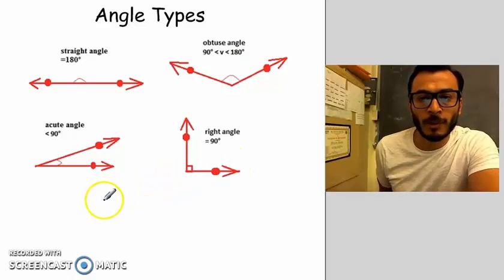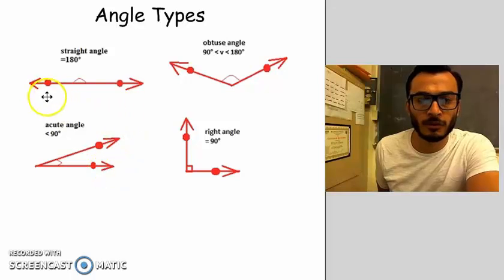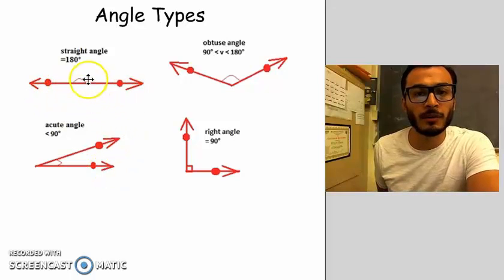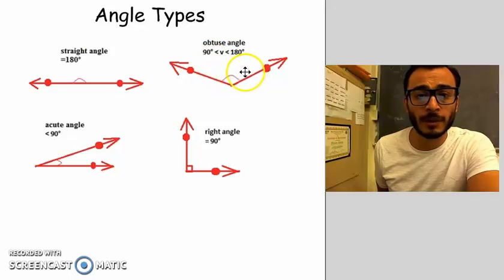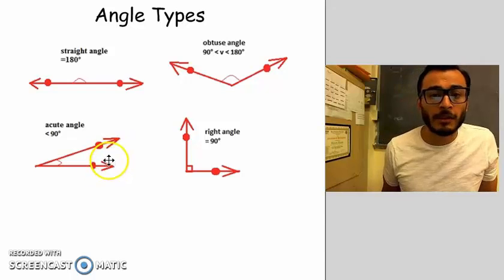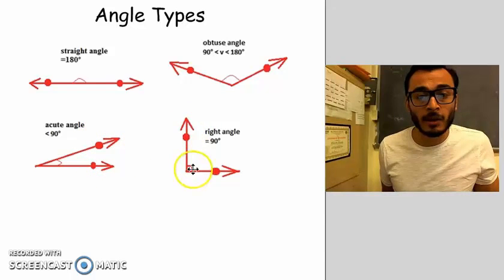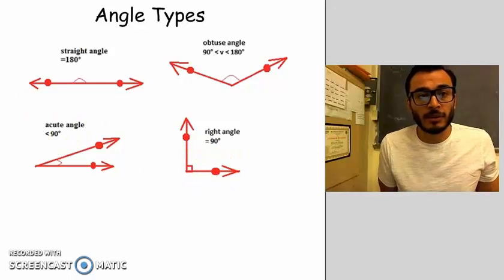Alright, so let's talk about angles. First, let's start with some angle types. You might have seen this already. So a straight angle looks like a straight line. So you go to 180. Obtuse angles are greater than 90, but less than 180. Acute angles, they're cute and they're tiny, and they're less than 90 degrees. And a right angle is 90 degrees.